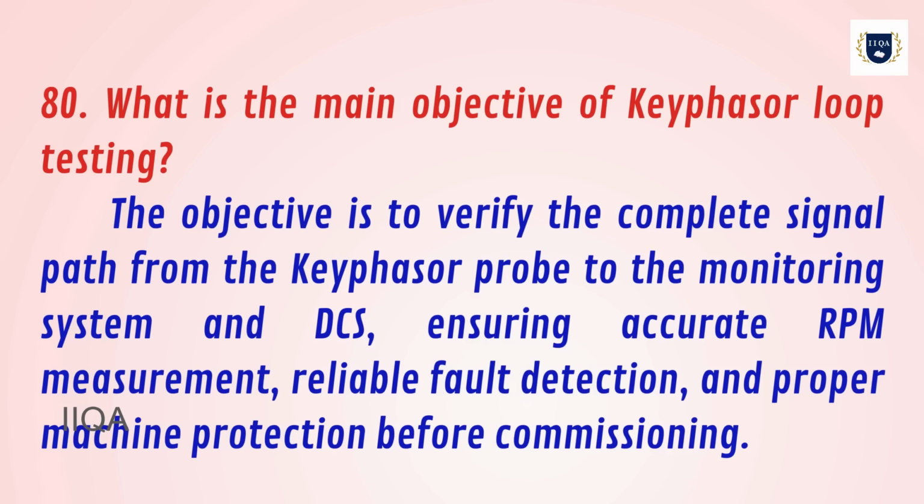80. What is the main objective of Keyphasor loop testing? The objective is to verify the complete signal path from the Keyphasor probe to the monitoring system and DCS, ensuring accurate RPM measurement, reliable fault detection, and proper machine protection before commissioning.